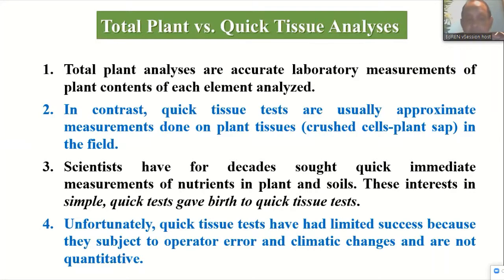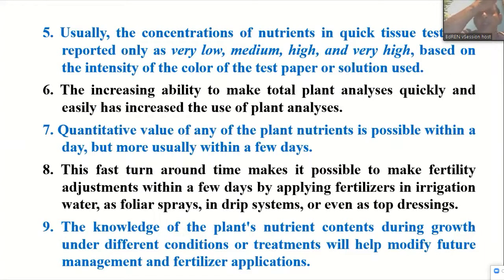Maybe you can get some errors due to the operator. If you are not expert in quick tissue analysis, the result will have some error, and that will mislead you for fertilization. Usually, the current concentration of nutrients in quick tissue tests is reported only as very low or medium. That is a qualitative test, not quantitative.